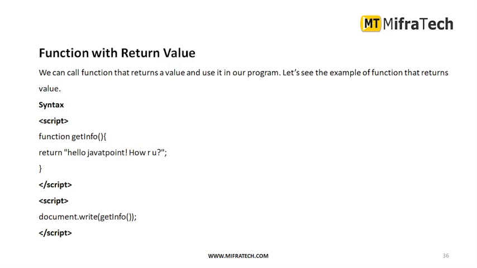Function with return value. We can call a function that returns a value and use it in our program. Syntax: script. When we use a return value, the value is returned to our program and the function is executed simultaneously.